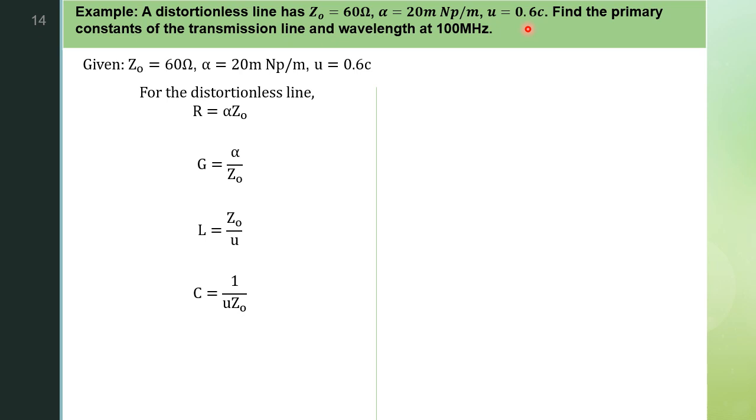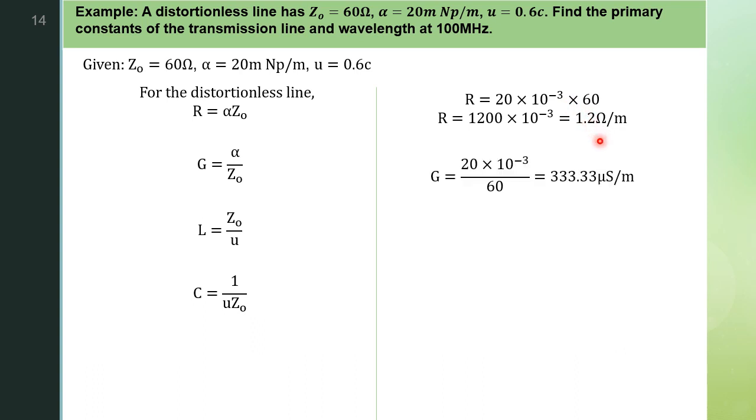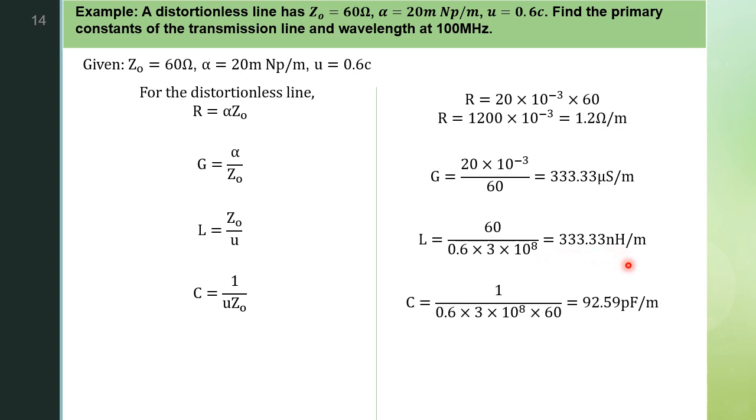So when you substitute the values of alpha and Z0 into R and G, we will get R as 1.2 ohms per meter and the value of G we will get as 333.33 microsiemens per meter. So all the resistance, conductance, etc. are measured per unit length. So we should write the unit as ohm per meter, siemens per meter, etc. Now when you consider Z0 by U, we should substitute characteristic impedance and velocity. So we'll get the value of inductance L as 333.33 nano henry per meter. And the value of capacitance C is 1 by U Z0. So you will get it as 92.59 picofarad per meter.